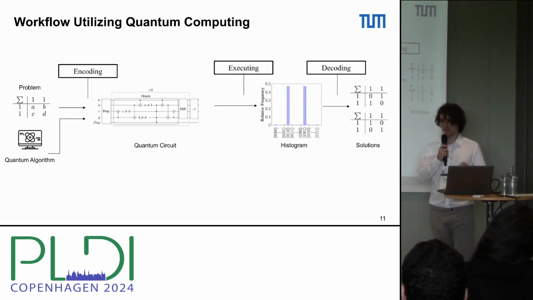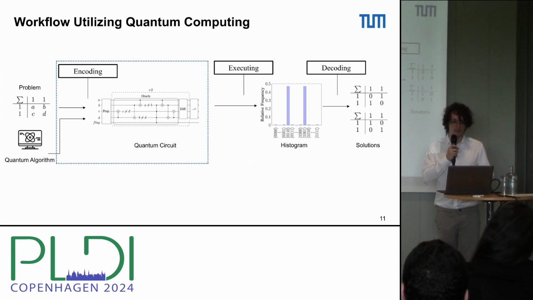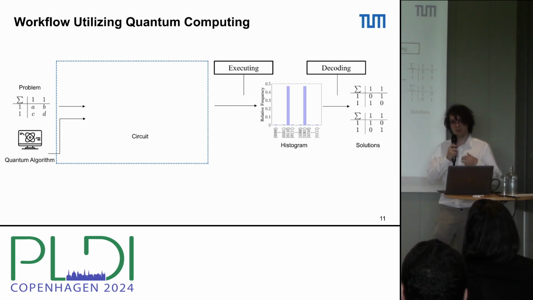Going back once again to this workflow, there's more specific areas that could also require some help for end users. For instance, the encoding part. Now, if we have some problem and some quantum algorithm, and we want to create a quantum circuit for this, this can be hard or difficult, but also easy, depending on what exact problem you're looking at.